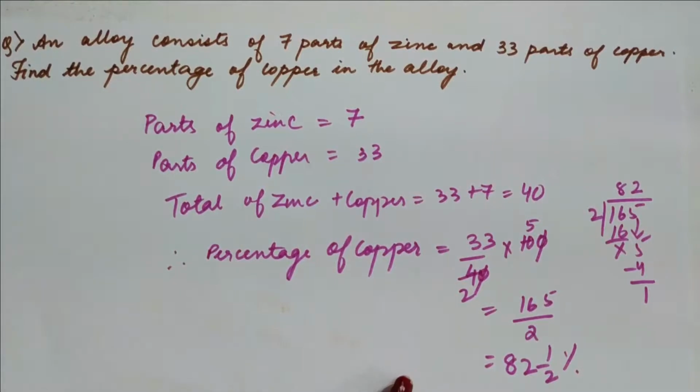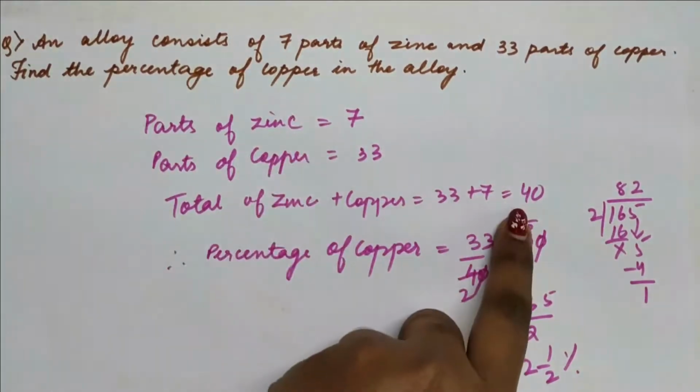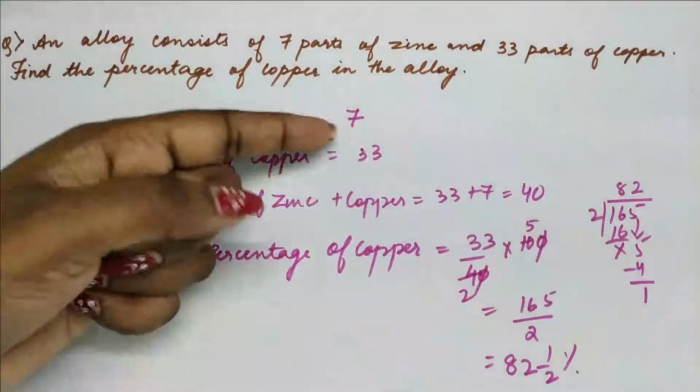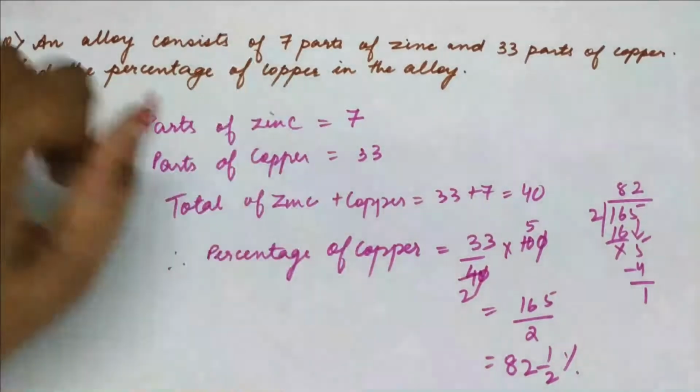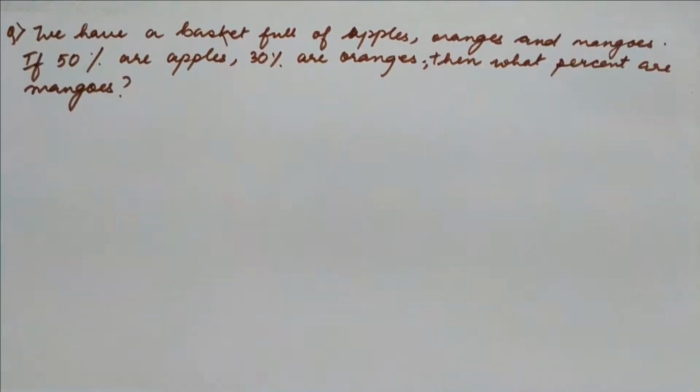Please remember this working. We have to do the total here. If you don't do the total and just divide 7 by 33, you are not going to get the answer. Now this question looks long, but this is again a very simple question. You can do it orally as well. We have a basket full of apples, oranges and mangoes. If 50% are apples, 30% are oranges, then what percentage are mangoes?